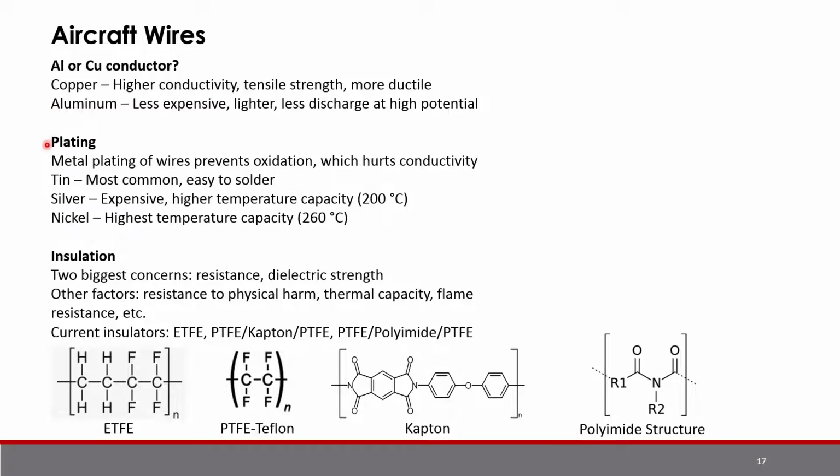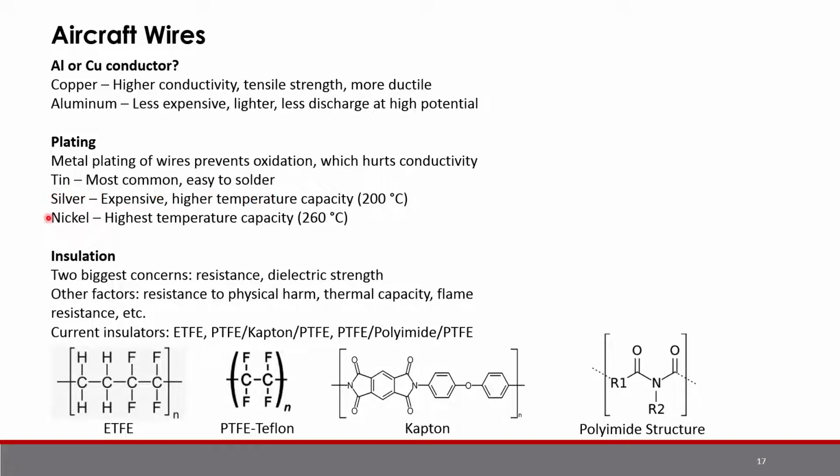Now, the wires have to be plated, or else they'll oxidize, and oxidized metals are much, much less conductive. So the most common one is tin, which is the cheapest, it's easiest to work with, and it's readily available.